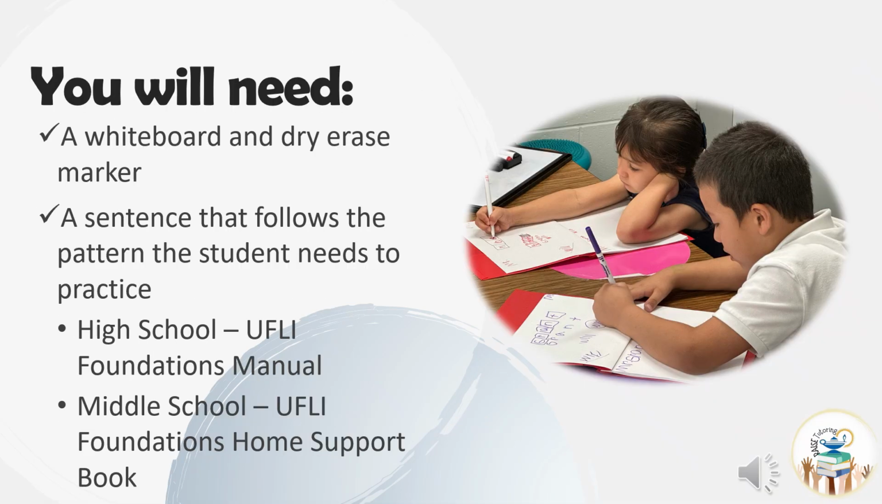To support the sentence writing part of the tutoring routine, you are going to need to have something that kids can write with. That might be a whiteboard and a dry erase marker, or it could be a notebook like you see on the screen. And then as well, you need a sentence that follows the pattern that the student needs practice with. So if we're working on S-H to spell sh, then you want a sentence that has lots of examples of words with the sh at the beginning and at the end of the word for students to write. You can find that sentence within the UFLY Foundations manual, or you can find it on the UFLY Home Support page that's within the Middle School UFLY Foundations Home Support book.